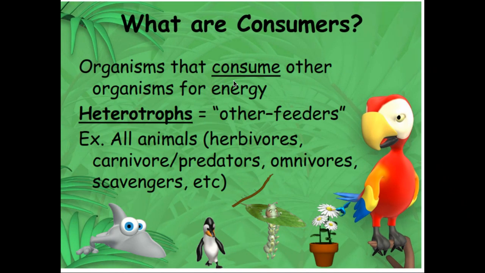Consumers are organisms that have to consume other organisms for their energy, and we call those heterotrophs. Hetero meaning other or different, and again, troph means feeder. So all animals are heterotrophs. They might be consuming plants, so they're herbivores. They might be consuming other heterotrophs, so they're carnivores. Maybe a little bit of both, omnivores, or what we call scavengers.